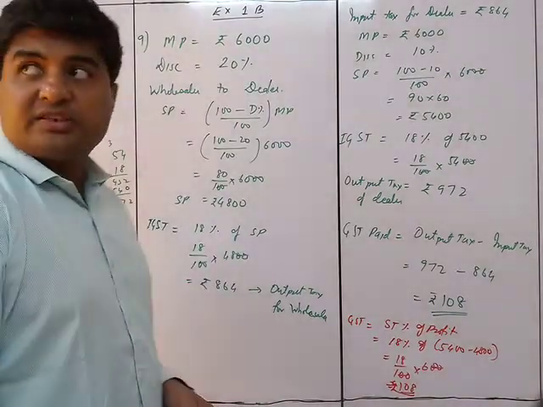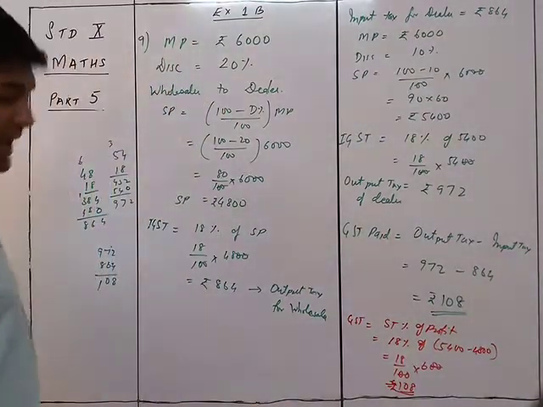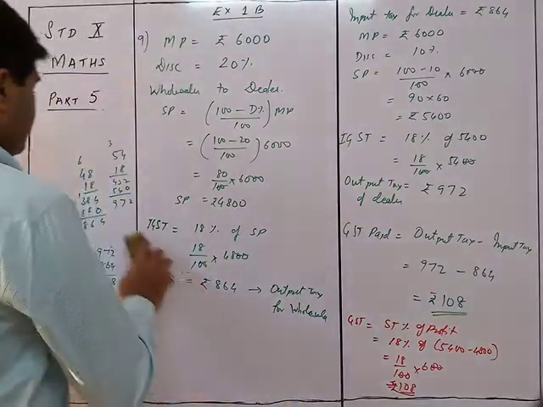Got it? So this is sum number 9. We come to the last sum of the chapter, that is sum number 11.